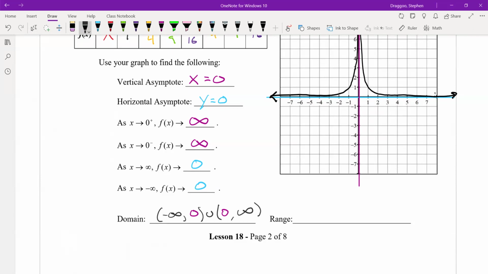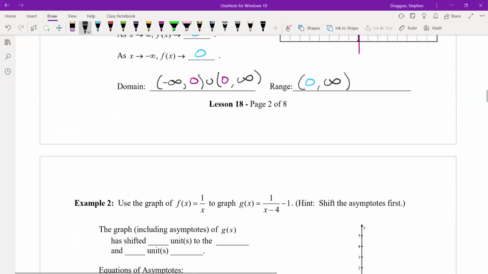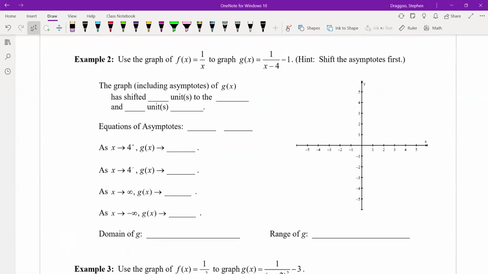The range on this one, though, unlike the last one, is just a single interval. It's all positive numbers and none of the negative ones. Then a helpful way to think about finding other rational functions is to think about whether it looks like 1 over x or whether it looks like 1 over x squared, and then transform it with our linear transformations.